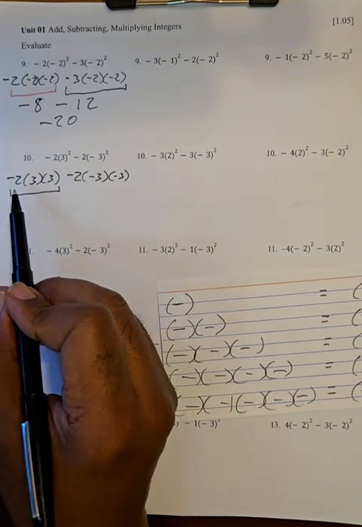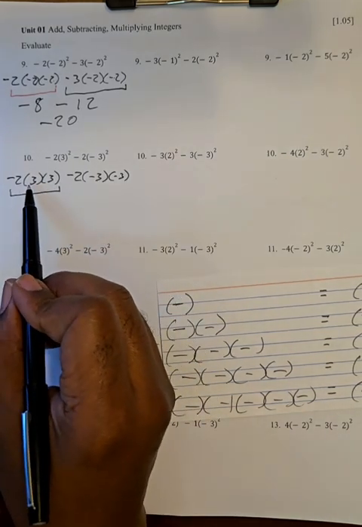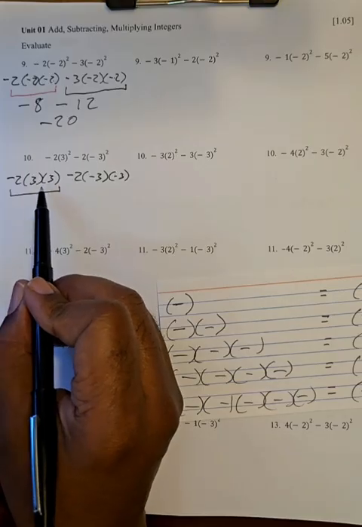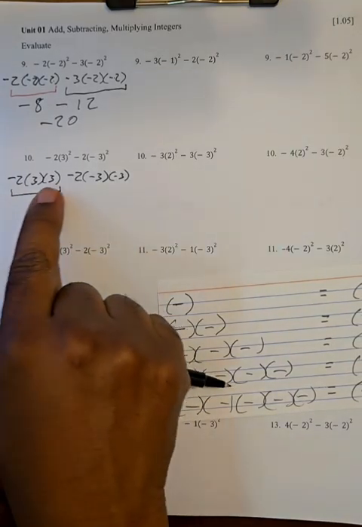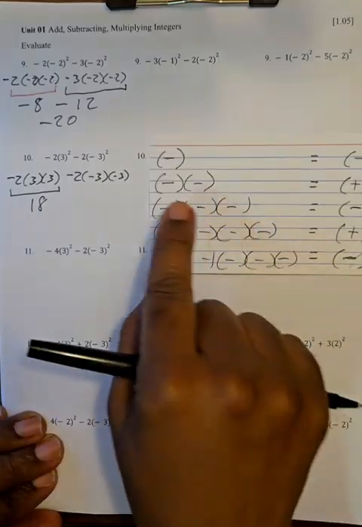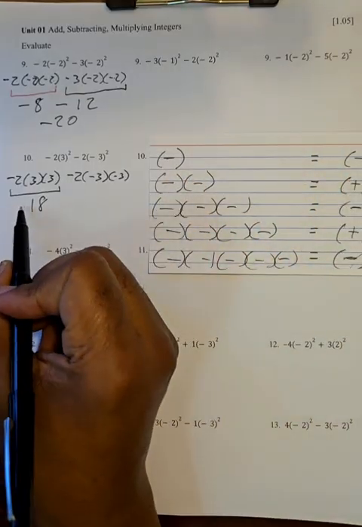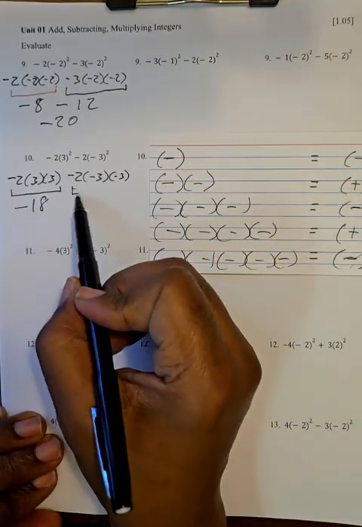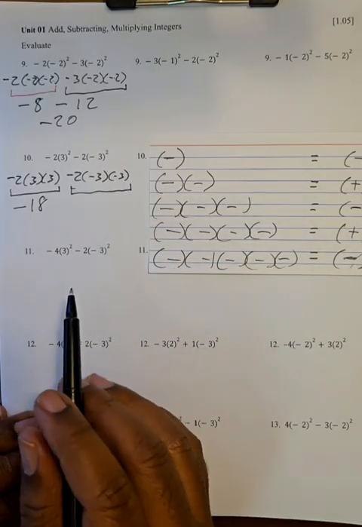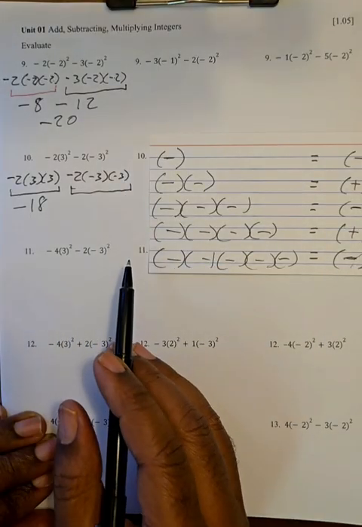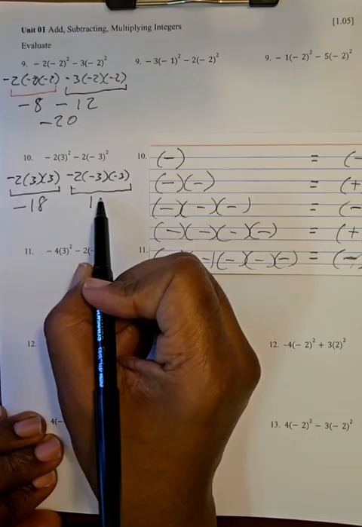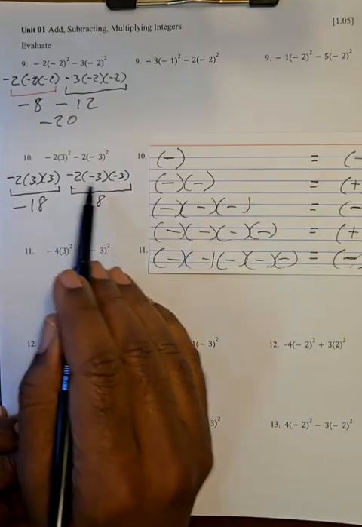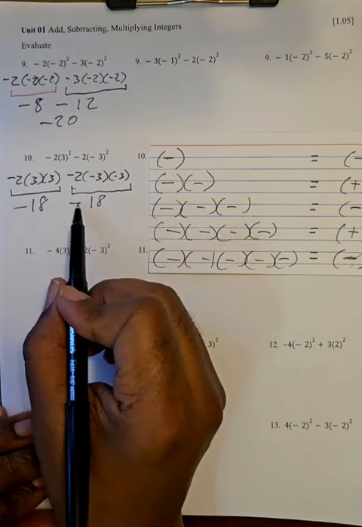2 times 3 times 3, which will be 6 times 3, which is 18. And this product is one negative, so if we multiply by one negative, the final product will be negative. And over here will be 2 times 3 times 3, which will be 6 times 3, which will be 18. And since there's 3 negatives, the final product will be negative.